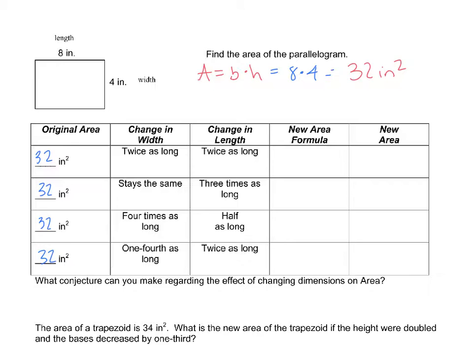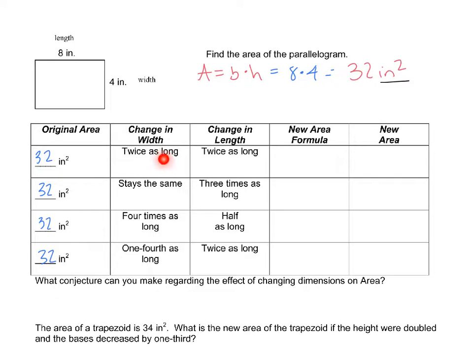Remember, when we're talking about area, the ending will be whatever the measurement is, or units, and it'll be squared, okay? So the original area then for this parallelogram is going to be 32 inches squared. So now we're going to work with a few changes here and see what we get for the new area, okay, and see if we can figure anything out.